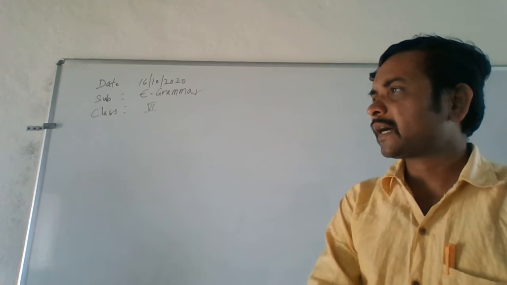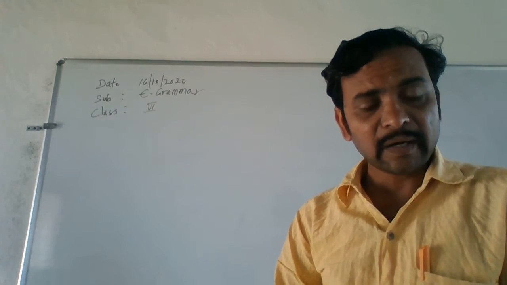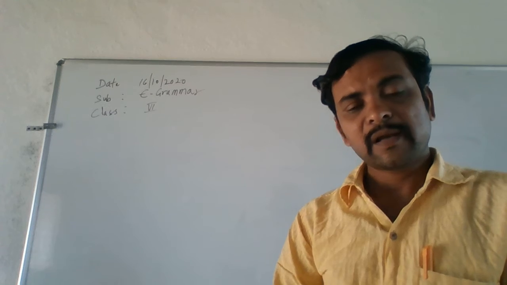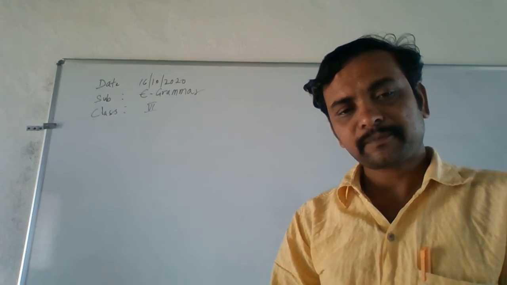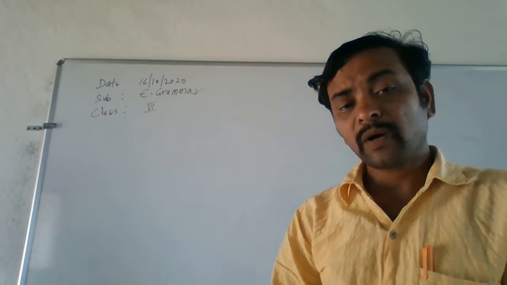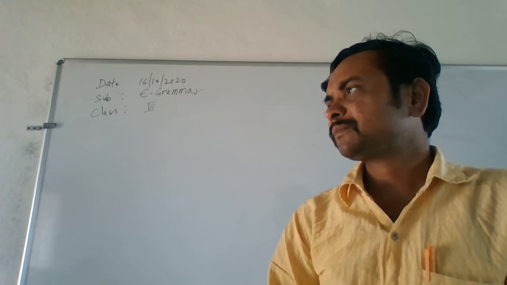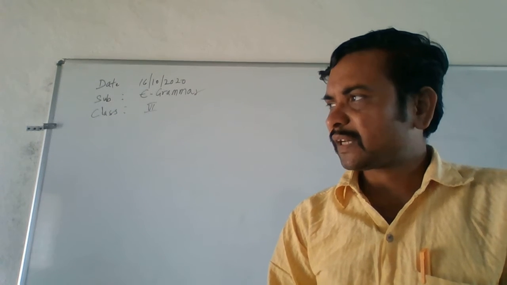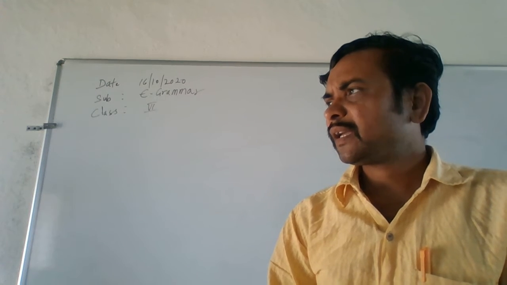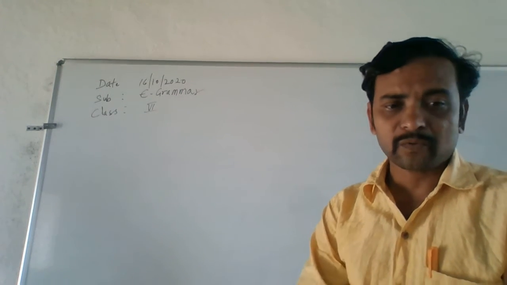So what is an uncountable noun? We can't count the things. That is called an uncountable noun. For example, water, oil, sky, stars, milk. All these are what type of noun? Uncountable noun. Then pronoun. What is pronoun? It is used instead of a noun. I, we, you, he, she, it and they. These are called pronouns.